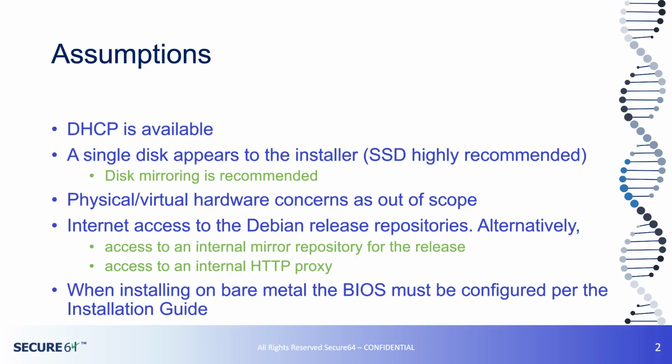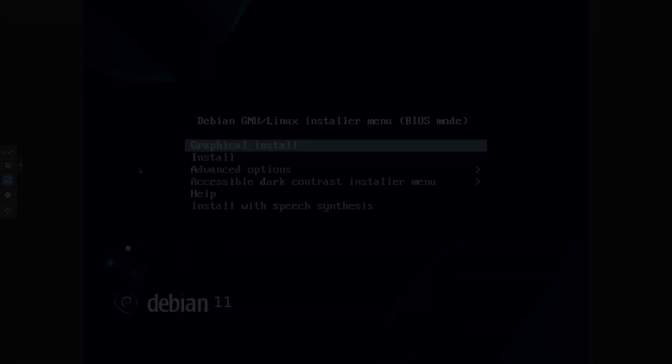Internet access is required. Software packages are downloaded from the internet during installation. If installation is being done on a physical server, we assume the BIOS has been configured properly. Physical and virtual hardware choices are not covered by this tutorial.